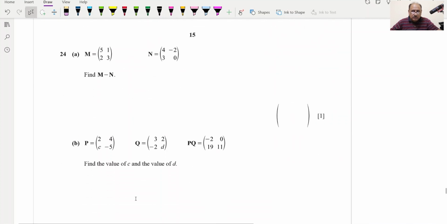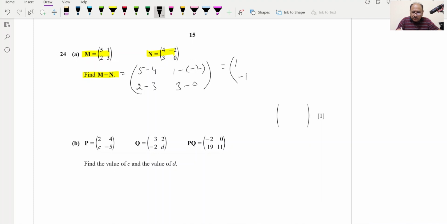Now question number 24. Question 24 says m is provided, n is provided, find m minus n. So for m minus n we subtract 5 minus 4, 1 minus 2 and 2 minus 3, the respective terms we are subtracting, and this will be equal to 1 and minus 1, and this will be plus 2 plus 1 is 3, and this will also be 3, and this will be the answer at the proper location.